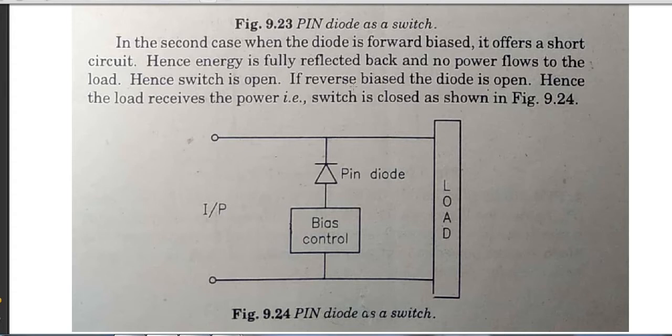And if reverse biased, the diode is open, hence the load receives the power and the power will find its path through this load. So we can say the switch is closed and we can get output across the load. So this is how a PIN diode can act as a switch, whether you connect it in series to the circuit or in parallel to the circuit.